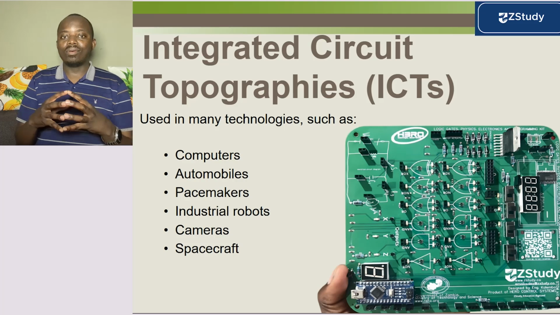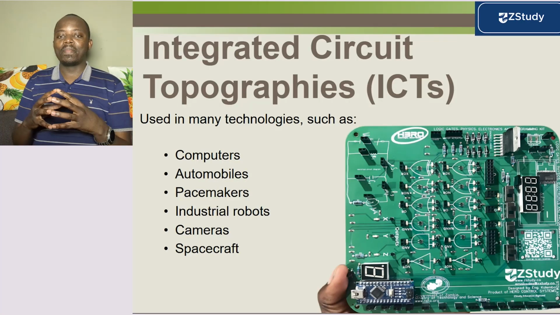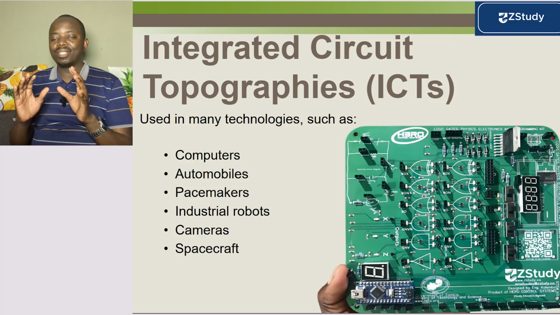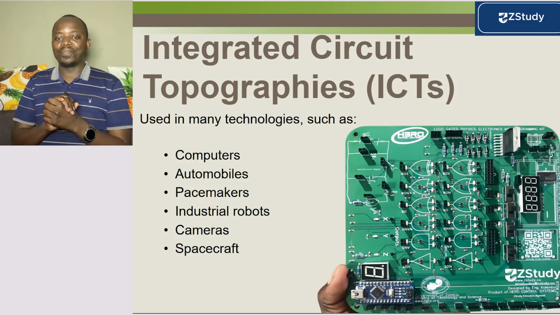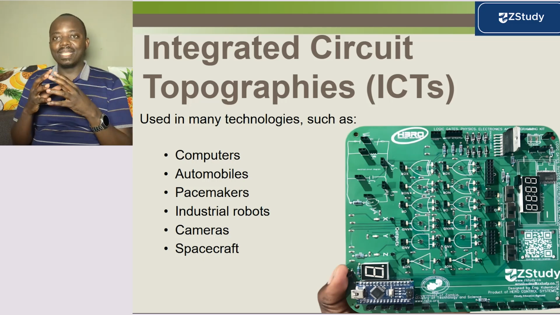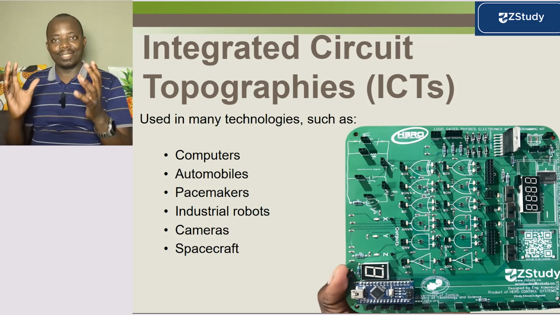Now, finally, we are looking at the fifth main type of IP rights, referred to as ICT, or Integrated Circuit Topography. ICT is used in many technologies such as computers, automobiles, pacemakers, industrial robots, cameras, spacecrafts, to mention a few. On the screen to your right, you could see a circuit arranged in a very specific topography. Now, this particular circuit is designed specifically for education purposes.